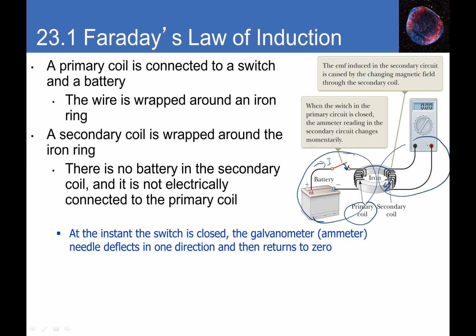Now, what it means is that the induced current was detected in the secondary coil. But again, it deflects in one direction and then returns to zero. It doesn't stay there. It returns to zero very quickly, but it detects it for, let's say, a fraction of a second. Now, what's going on over there?